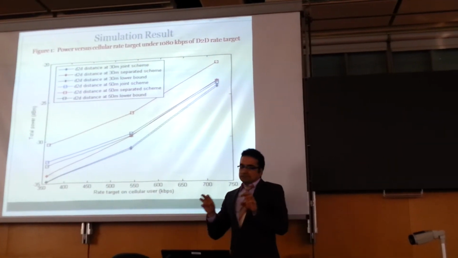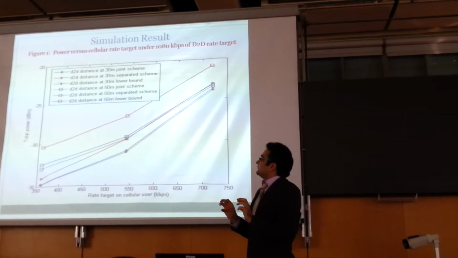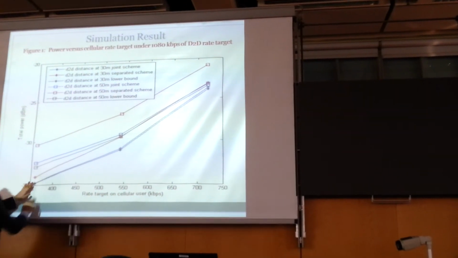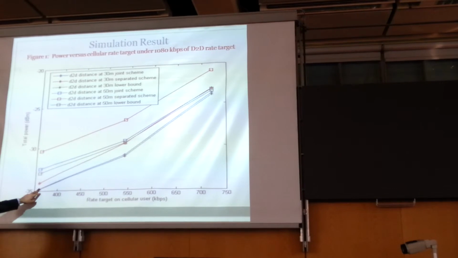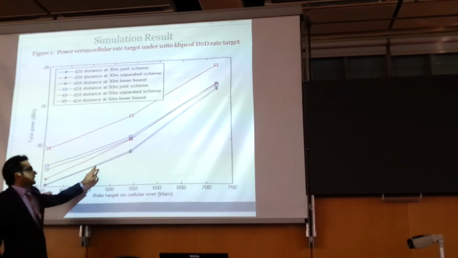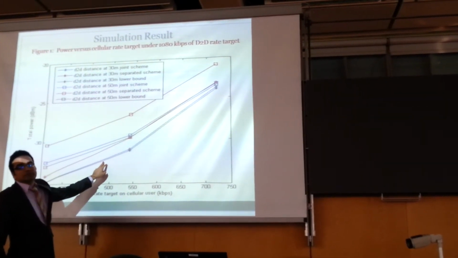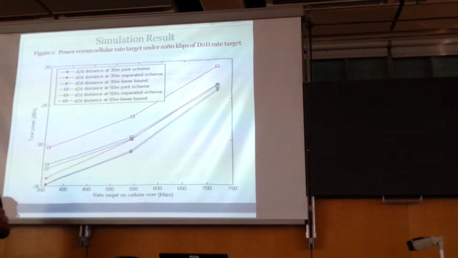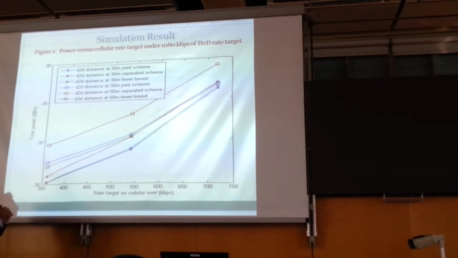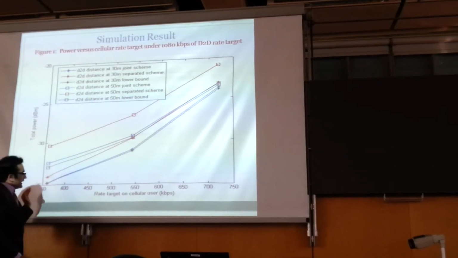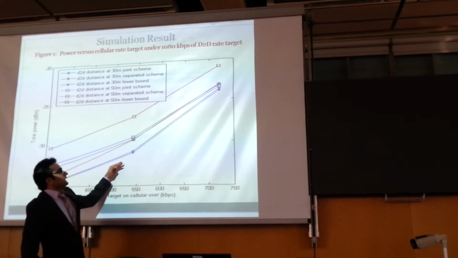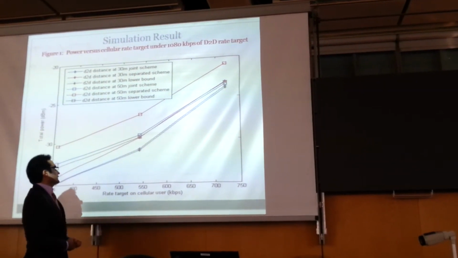As our D2D distance is very small, here you can see it is for a D2D distance of 30 meters. And the black one is the lower bound for the optimal solution, which we got from the GRC scheme. It is more power efficient, and it means that the transmitting power will be very low in this case. But as you increase the rate target on the cellular user, the transmitting power will also increase.